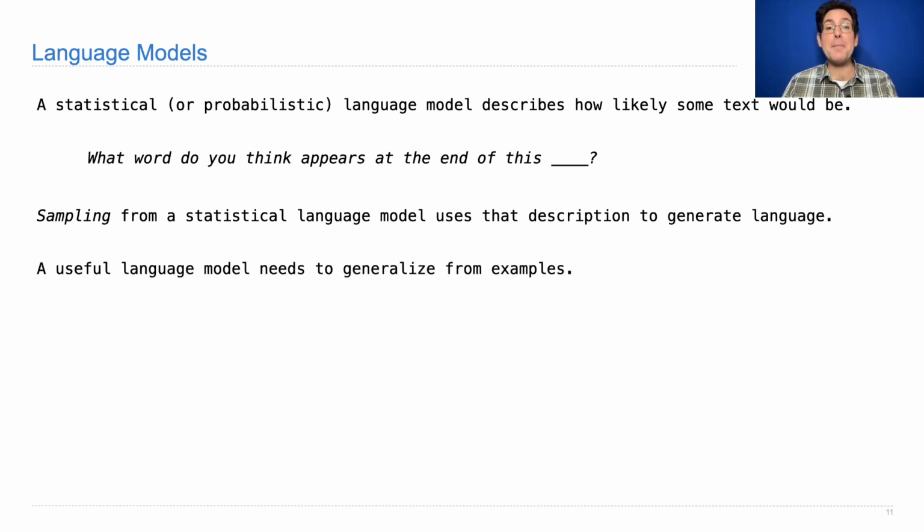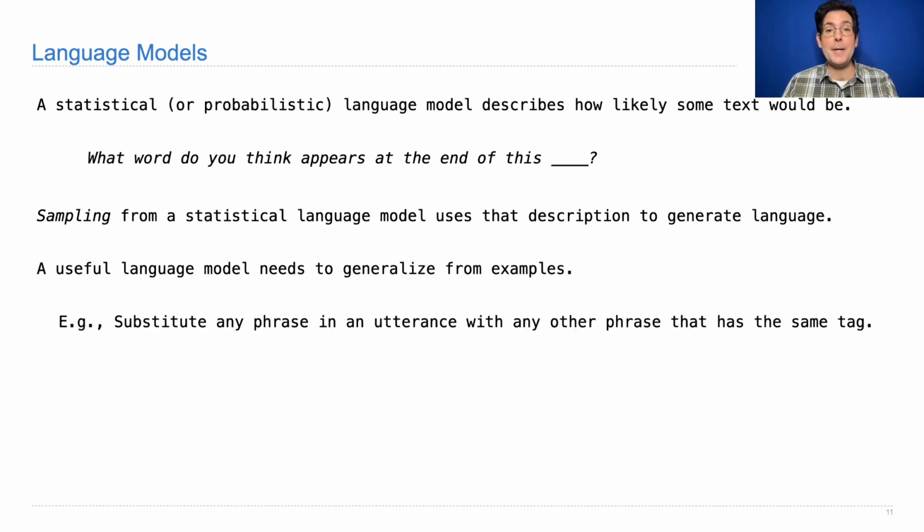Now, any useful language model needs to generalize from examples. So one way to get this kind of productivity is, for example, what we're about to do, which is to substitute any phrase in an utterance with any other phrase from some other utterance that has the same syntactic category, the same tag. This really simple approach isn't very good in the sense that we're going to be able to generate lots of sentences which aren't really something somebody would ever say. And that's because even though the swap that we make preserves the syntactic category, it ignores the context.